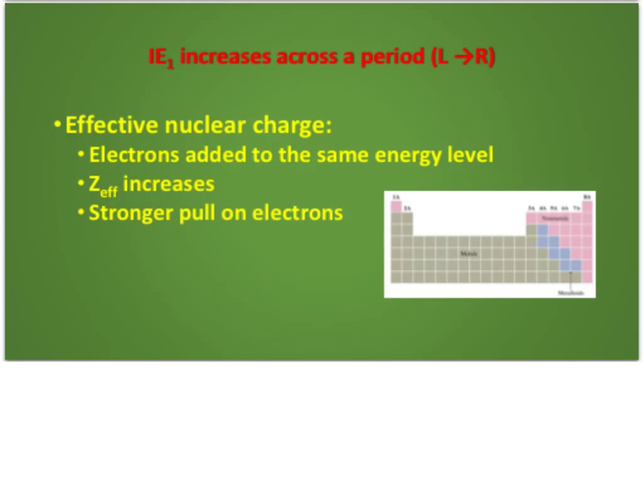Okay, so as we just said, effective nuclear charge increases because we keep adding electrons to the same energy level. So that increases the effective nuclear charge, which results in a stronger pull on the electron. So that means as we go from left to right, ionization energy increases, or rather the first ionization energy increases.